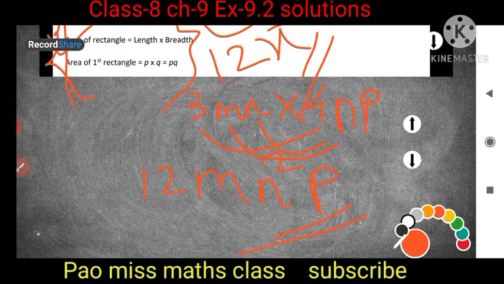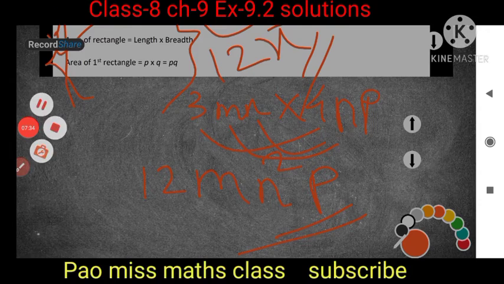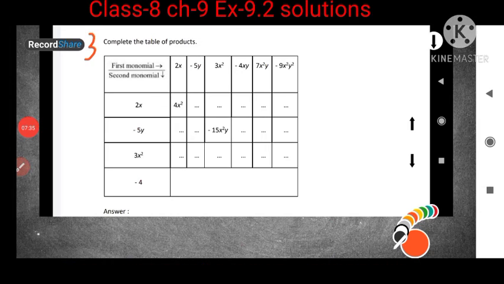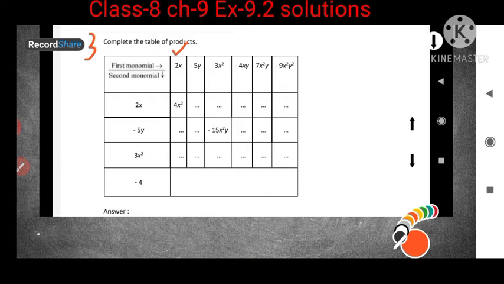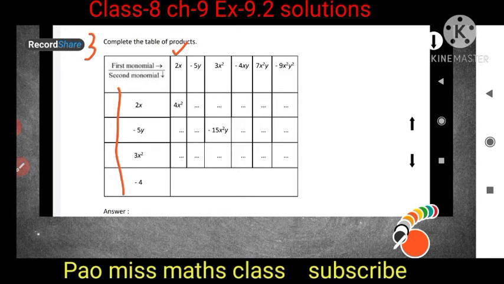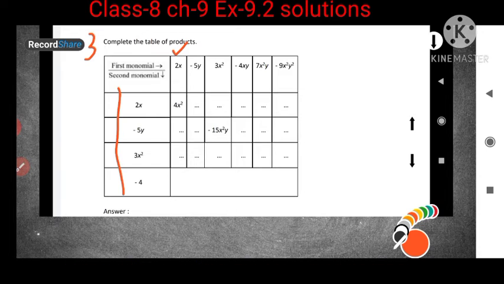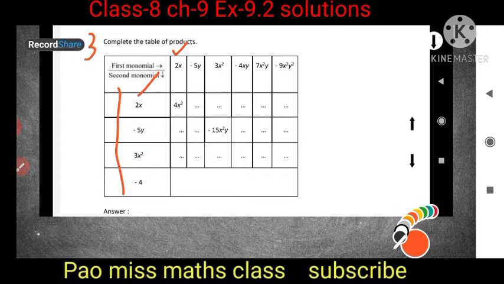Now come to the next question, question number 3. Complete the table of the product. Here also all are monomials. The first monomials and the second monomials are given, and you have to find the product and complete this table. Now 2 into 2 is 4, and x into x becomes 4x square. This is already done in the question.